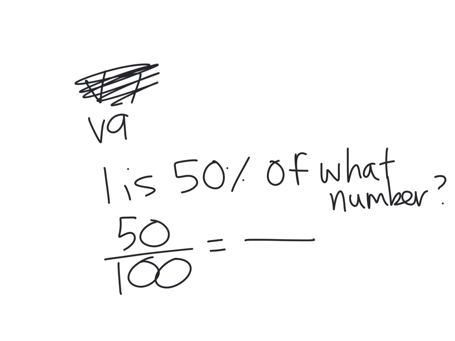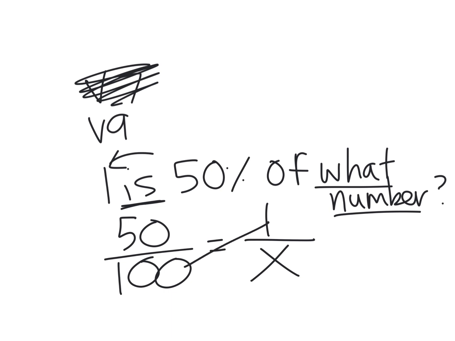Now, here's the thing. Look at what is behind of. What number? In other words, we don't know what is after of. So that means we don't know what's on the bottom. What is in front of the word is always goes on the top. That is always the part. That's how I figure it out. It just makes it so much easier, and it's just never not that. And so then you're just going to say, boom, 100 times 1 divided by 50. And that's going to give you your denominator, or in other words, your total.